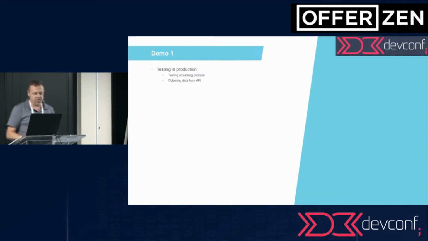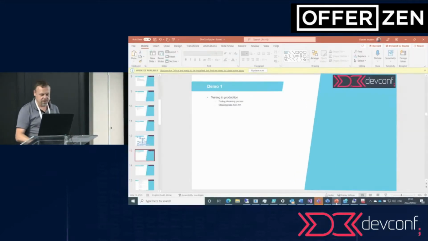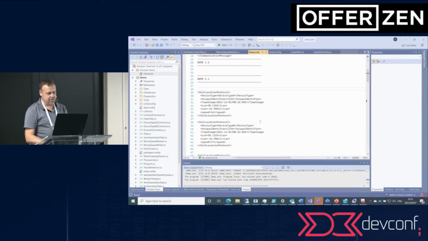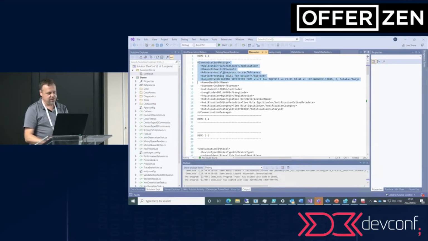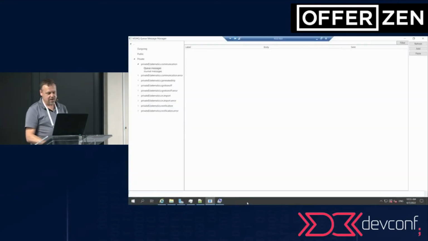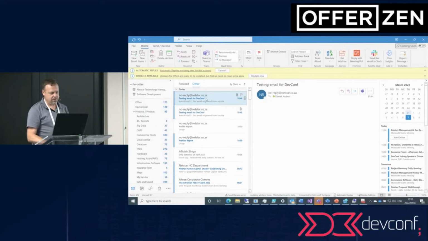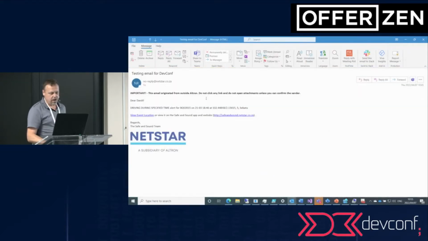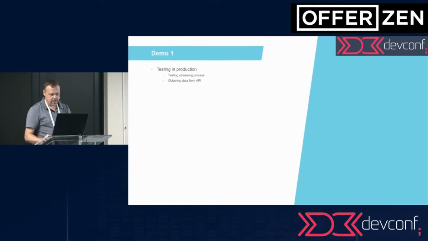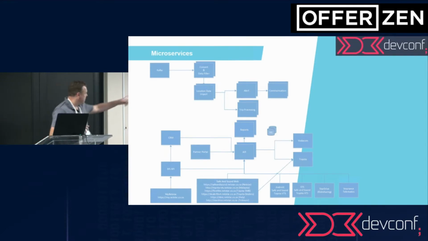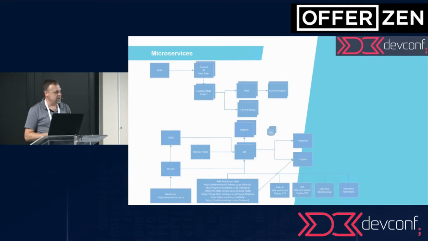Let me show you a quick test in production. We can take this message, and I can use that communication microservice and send a test message to myself. Let me open it. There's the message that I sent to myself. If we could just go back here. I've confirmed that the communication microservice is working.